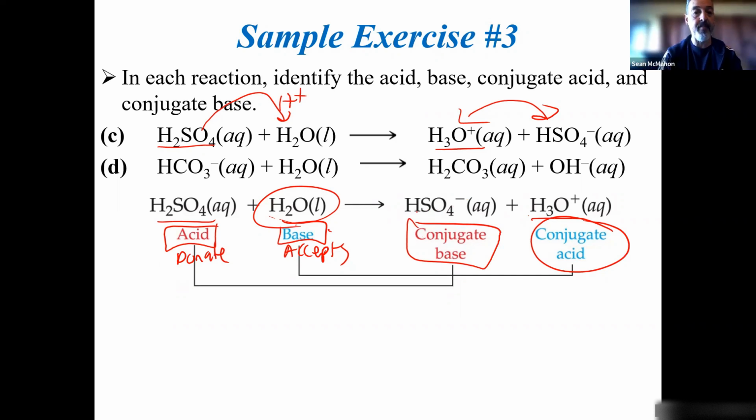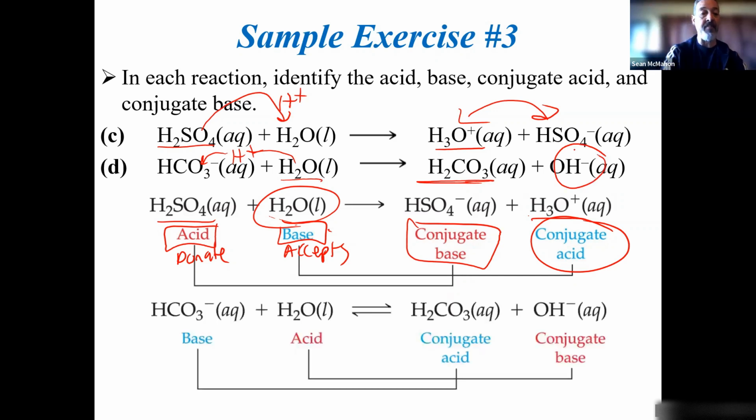Let's try D. If I look, I see that the bicarbonate's negative, and over here I have carbonic acid. What does that mean? This must have gained what? An H plus. Well, where did he get it from? The water. So if water loses an H plus, what's left? OH minus. So you have to look at the transfer. So the bicarbonate, because it accepts, it's the Bronsted-Lowry base. The water donates, it's the acid.